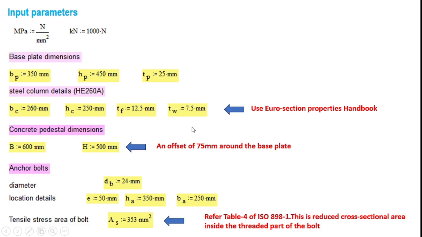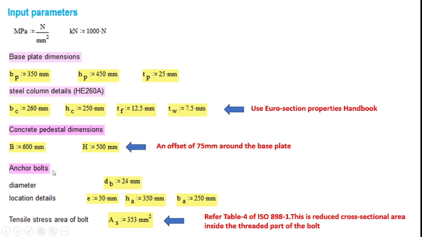Eurosection properties. Now coming to the concrete pedestal dimensions, I considered an offset of 75 mm all around the base plate, which means that I have got a concrete pedestal dimension of 600 by 500 mm.